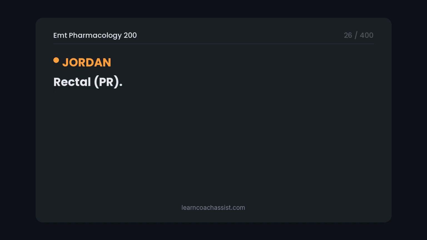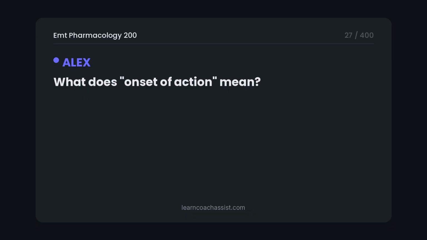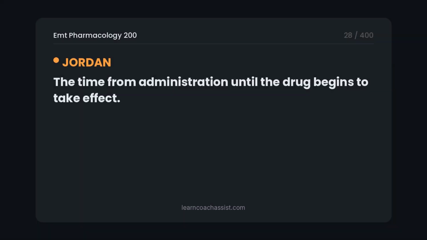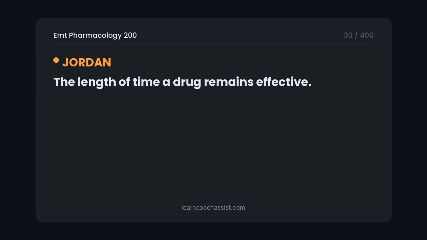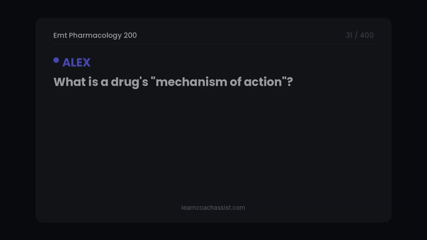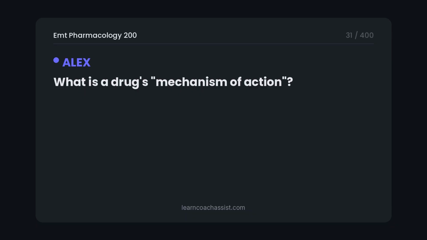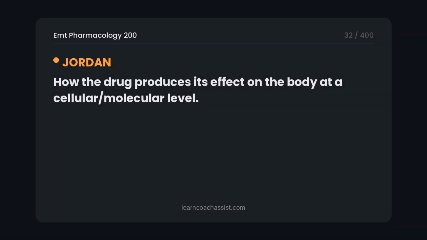Rectal, PR. What does onset of action mean? The time from administration until the drug begins to take effect. What does duration of action mean? The length of time a drug remains effective. What is a drug's mechanism of action? How the drug produces its effect on the body at a cellular/molecular level.